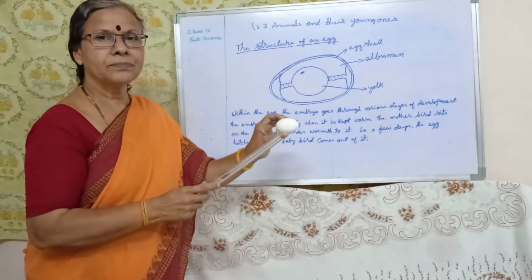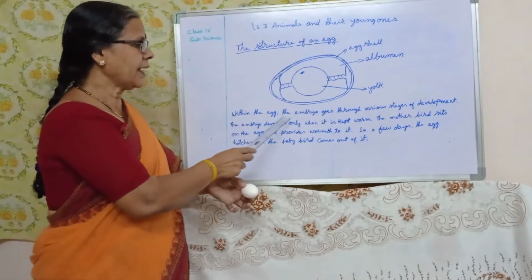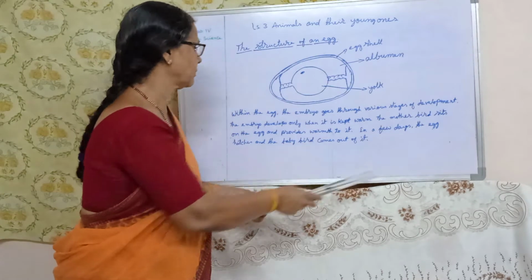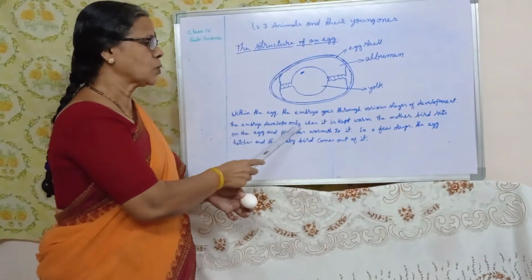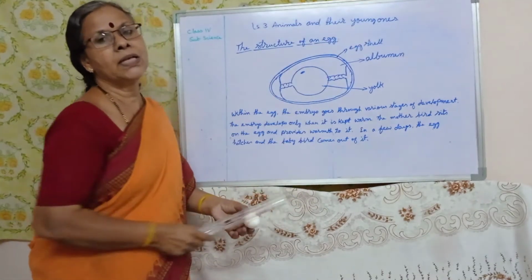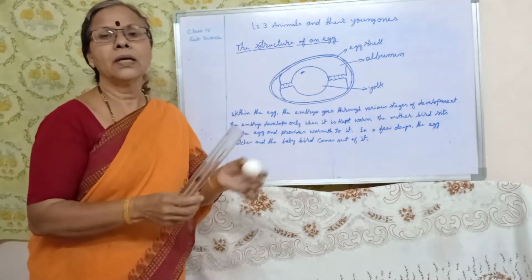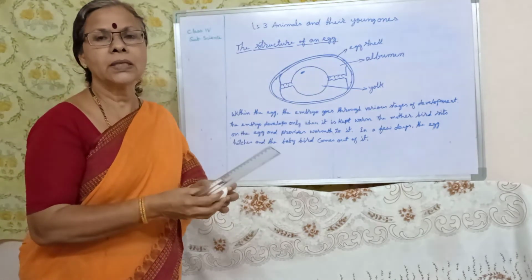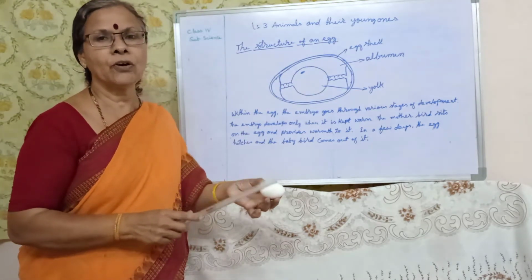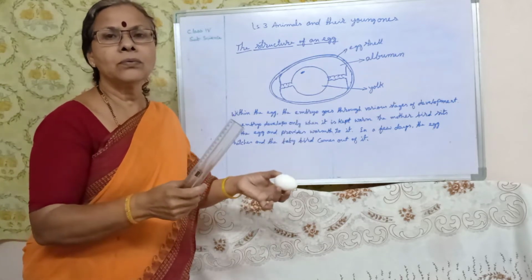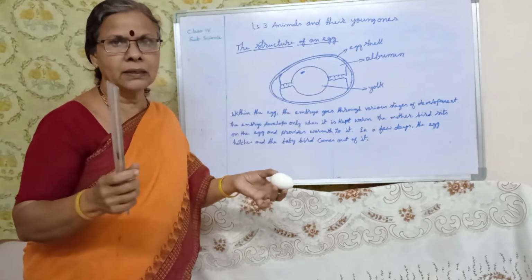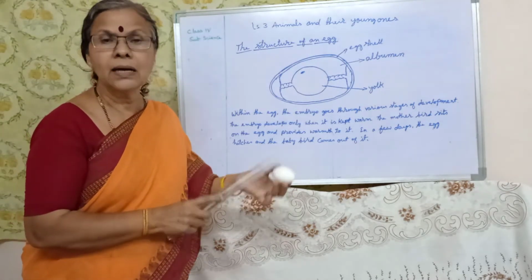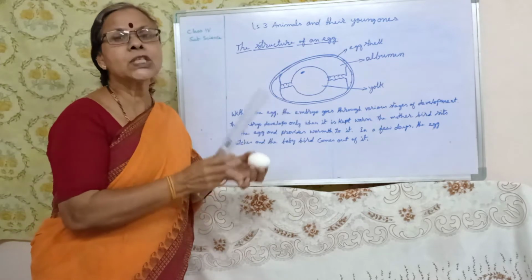Have you understood? Now, within the egg, the embryo goes through various stages of development. The embryo develops only when it is kept warm. Means the mother hen sits on this egg, it gets warmed, and then only the baby will develop inside the egg. When you take out the hen, what will happen? The egg will not get warm and the baby will not develop inside the egg. That's why it needs warmth.